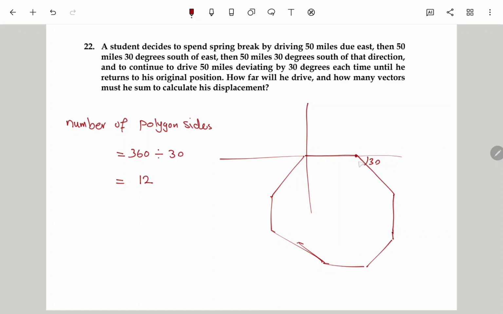Now each side of this polygon has a length of 50 miles. In this case, total distance equals 50 miles times 12, or equal to 600 miles. Now the displacement, since the student starts from this position and ends up at the same position, the displacement in this case equals 0.